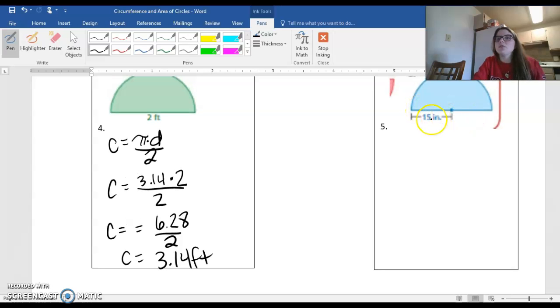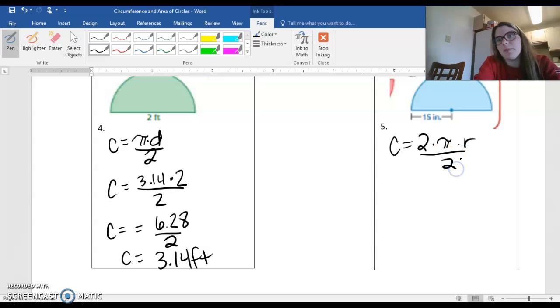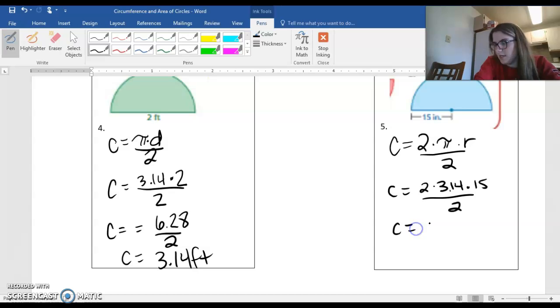On the next one, they give you just the radius. So I'm going to use the other formula. So I'm going to have C equals 2 times pi times the radius divided by 2, because remember, it's a semicircle, so it's only half the circle. So I'm going to have C equals 2 times 3.14 times 15 divided by 2. So I'm going to multiply the top. So I'm going to have C equals 94.2 divided by 2. And when I divide those, I'll get C equals 47.1 inches.